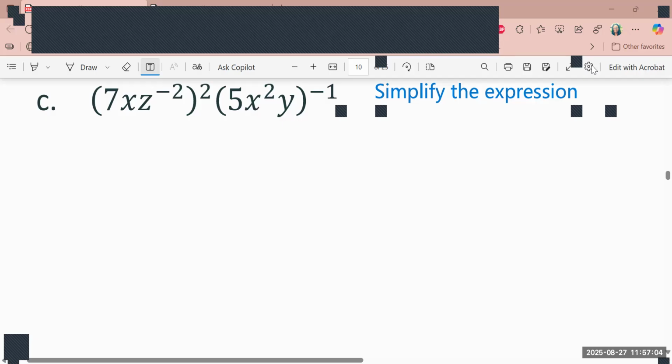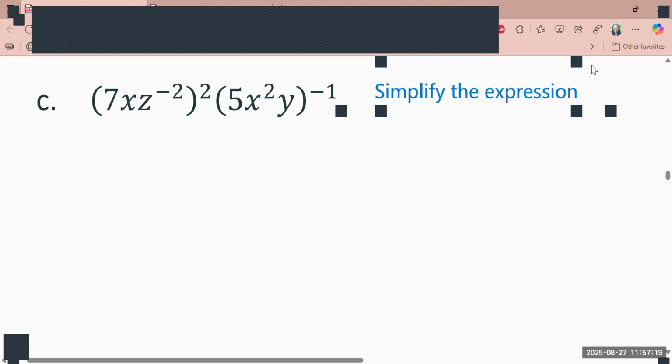Okay, this question says simplify the expression, simplify the algebraic expression. So you take it one by one. Notice that there are some exponents outside the parentheses. You deal with exponents first outside the parentheses.